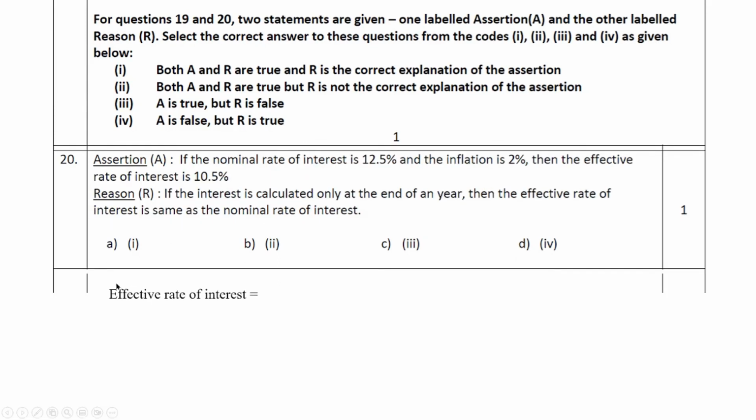Now moving on to the last question of section A. Again it is an assertion reason question. The assertion is if the nominal interest rate is 12.5% and inflation is 2%, then the effective rate of interest is 10.5%. Now we know the effective rate of interest is given by nominal rate minus the inflation rate. So nominal rate is 12.5% and inflation is 2%. So it is 10.5%. So this is true.